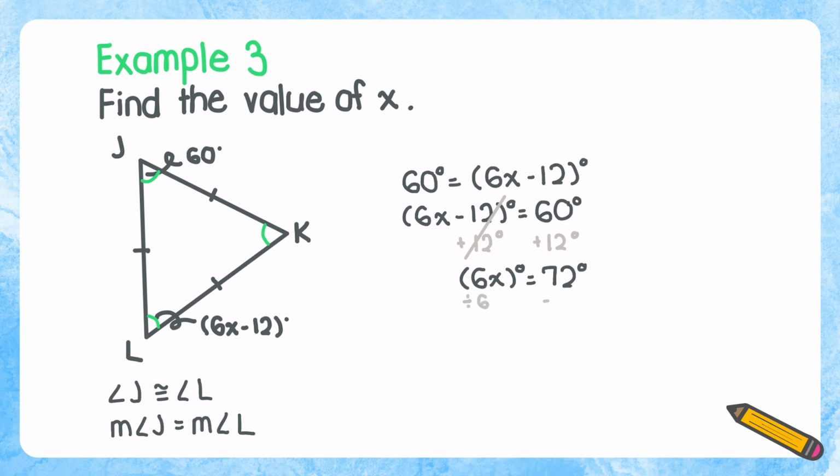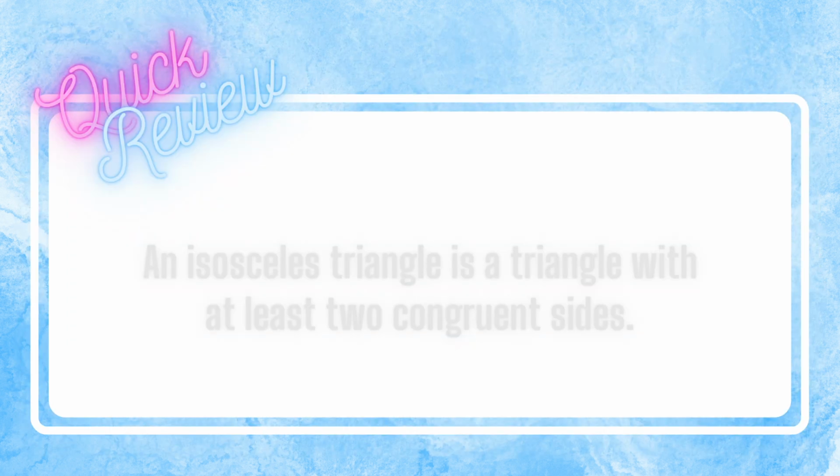Divide both sides by 6, and we are left with x equals 12. We were able to find the value of x by using the fact that the angles are congruent to each other. Here's a quick review for today's lesson.